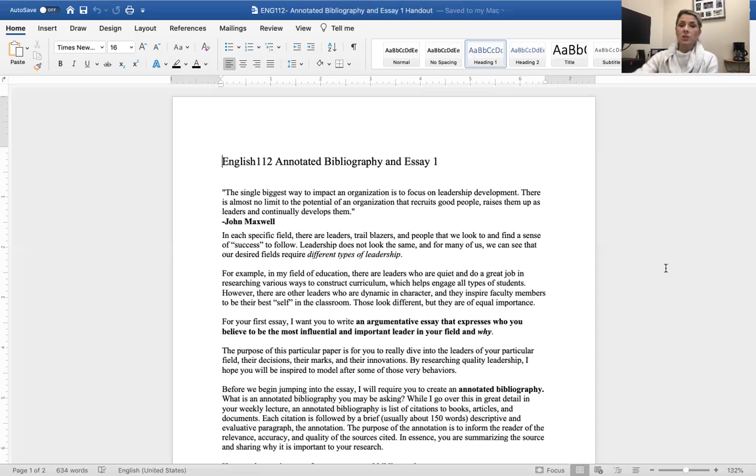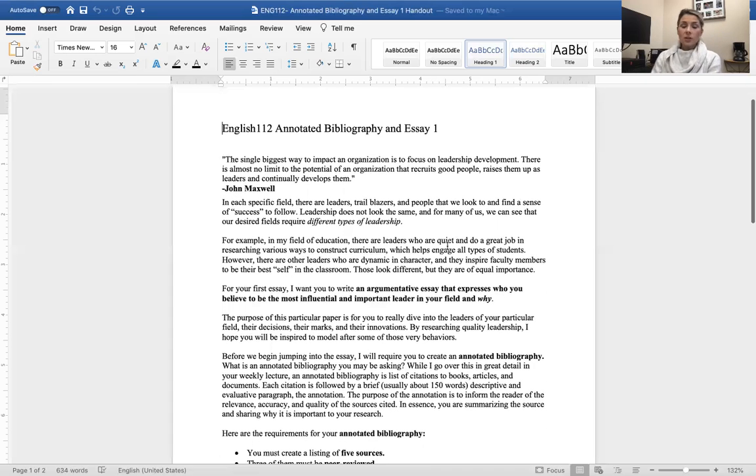So for this first essay, this is the handout for your annotated bibliography and your first essay. Now, in your Blackboard page, you can find this handout. It's going to be linked in this week's lecture, but it's also going to be linked in the section under course content, essay handouts and guidelines. So you will have it in two different places so that as we progress through the weeks, you have somewhere you can reference back to find that.